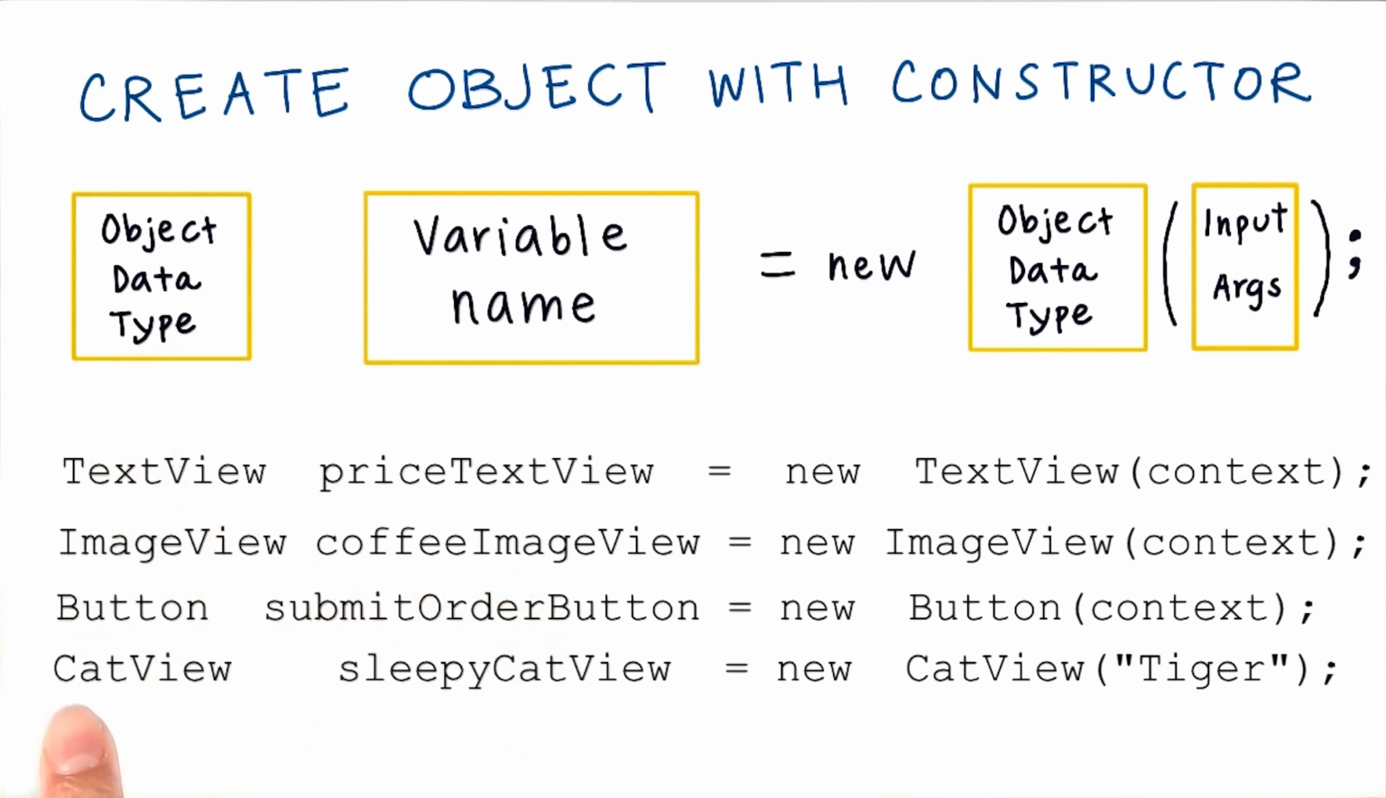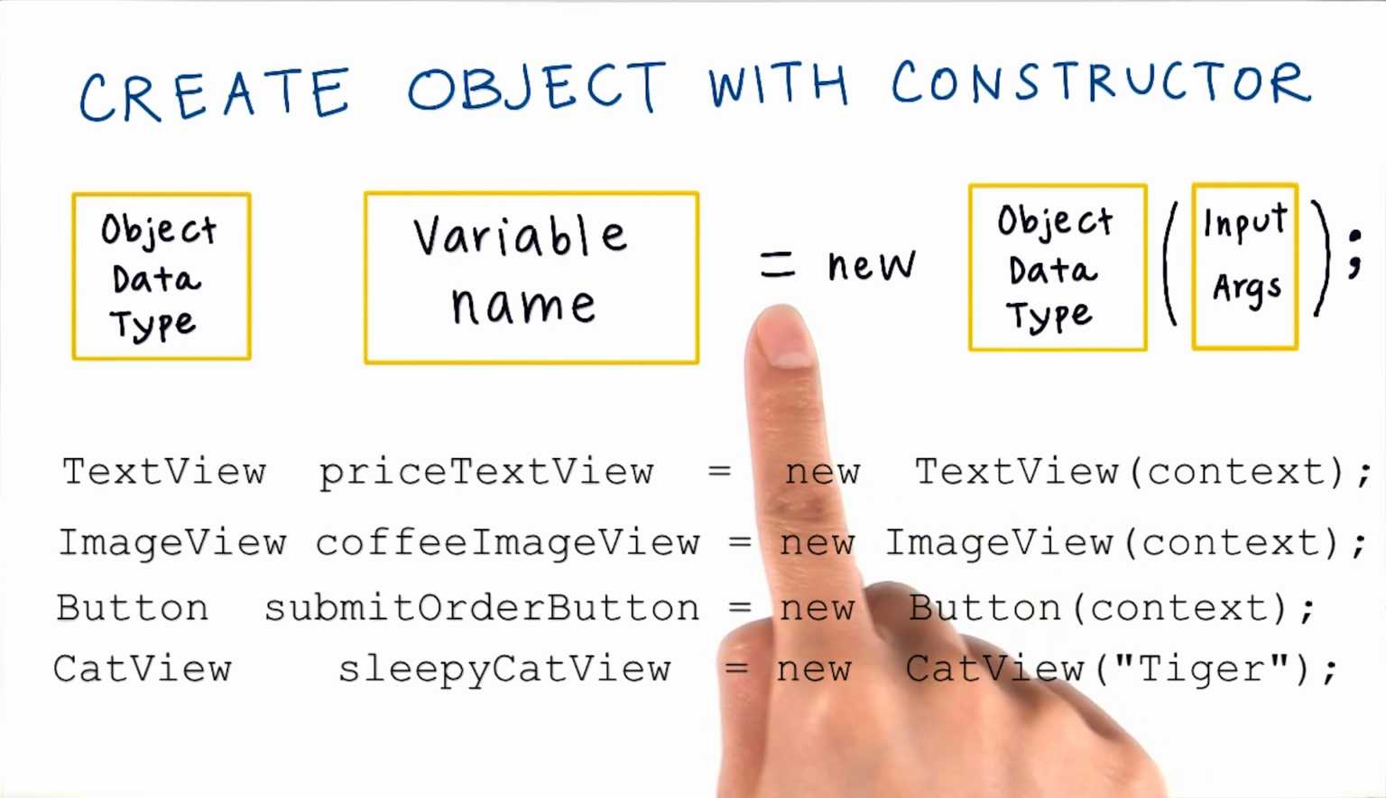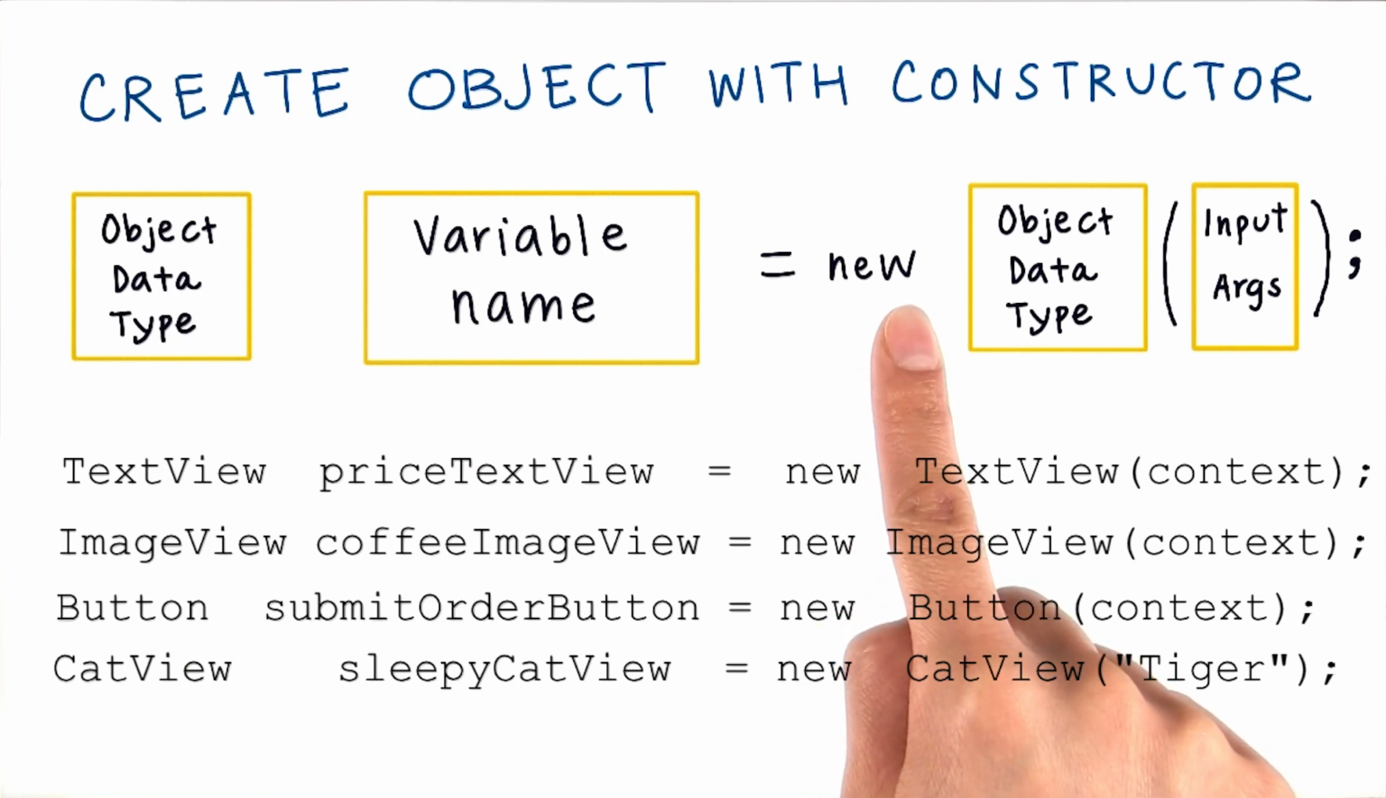You can even define your own object data types. Say, for example, I created a class definition for CatView. Then I could use this line to create a new CatView. In this case, the constructor requires an input string for the name of the cat, so that's why I put Tiger in parentheses and pass that into the CatView constructor. To determine what to pass as input to these constructors, you have to look at either the class javadoc file or the class source file.